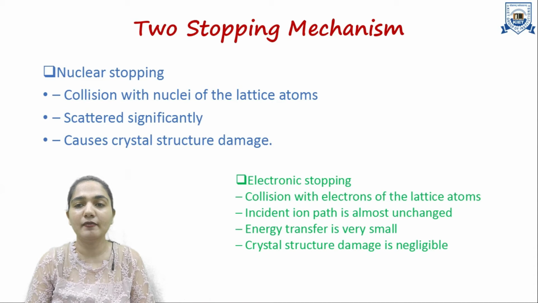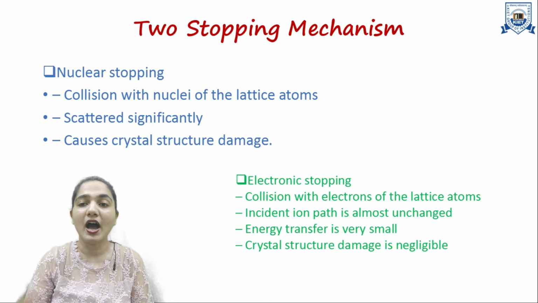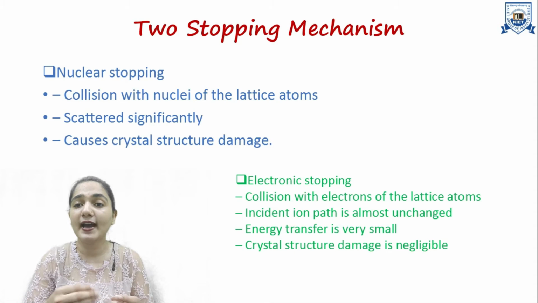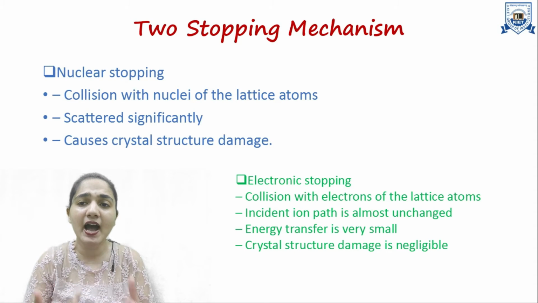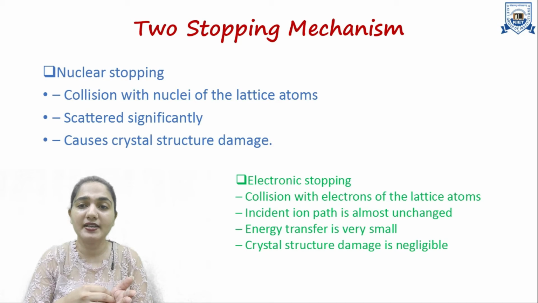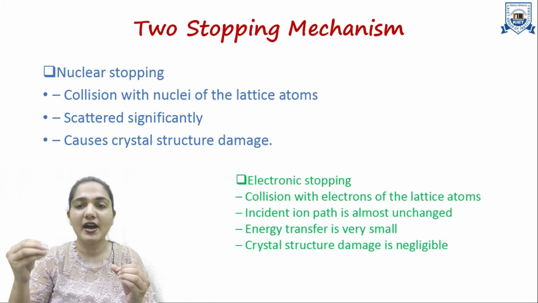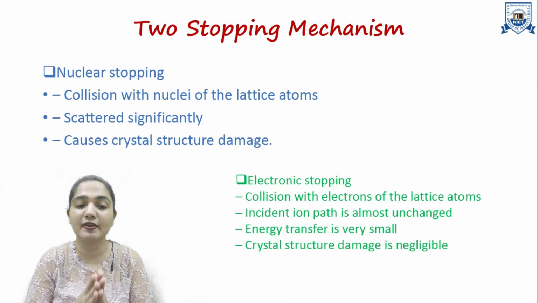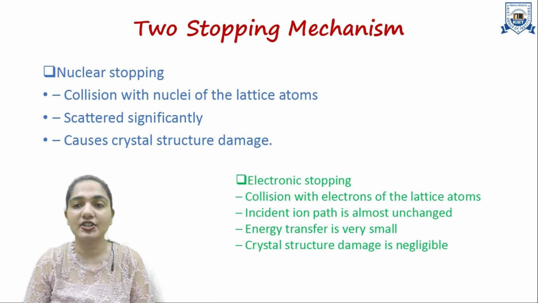In nuclear stopping, we have collision with the nuclei of the lattice atoms, and then our ions will be scattered significantly. The ions which are coming in at high speed can collide with the nuclei. Nuclei already have very high mass. When two high mass particles collide, momentum transfer takes place and there will be significant scattering. Then it also causes crystal structure damage.